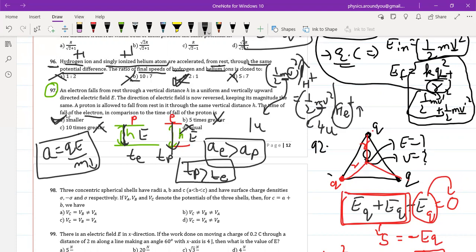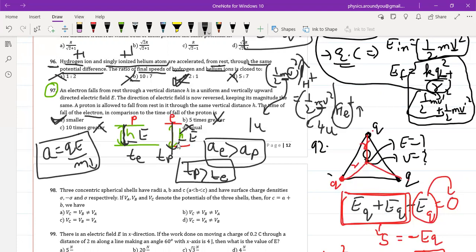Here there is no need of much calculation, just common sense. To drop through the same distance, the time taken depends on acceleration. Lesser the acceleration, greater is the time. Greater is the acceleration, lesser is the time. That is how you can solve 97 very easily. A proton will fall slowly because it has more mass. Electron will fall very fast because it has less. To cover the same distance, acceleration matters.